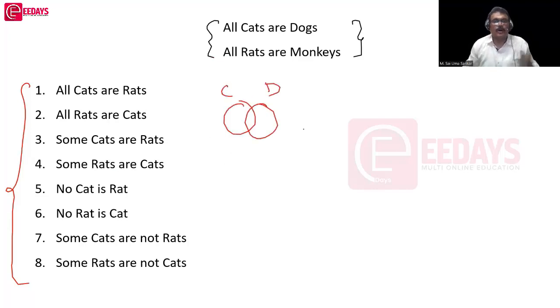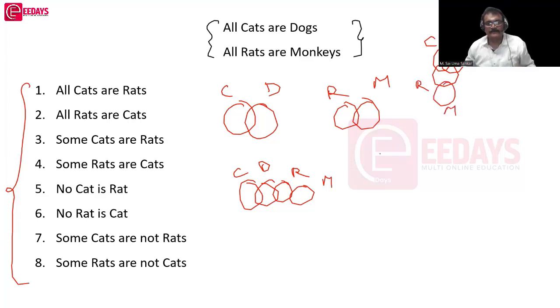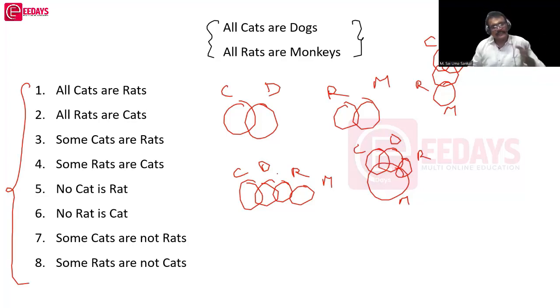Cats and dogs. All rats are monkeys. Is it valid? This is valid. Here cats and dogs, here this is the rats and this is the monkeys. That is valid. And next, here cats, dogs, rats and monkeys. That is also valid. Next, this is also valid. If you go through like this, you will get 15 different Venn diagrams. Here I draw just 4. After drawing 15 diagrams, only then you need to find the answer.